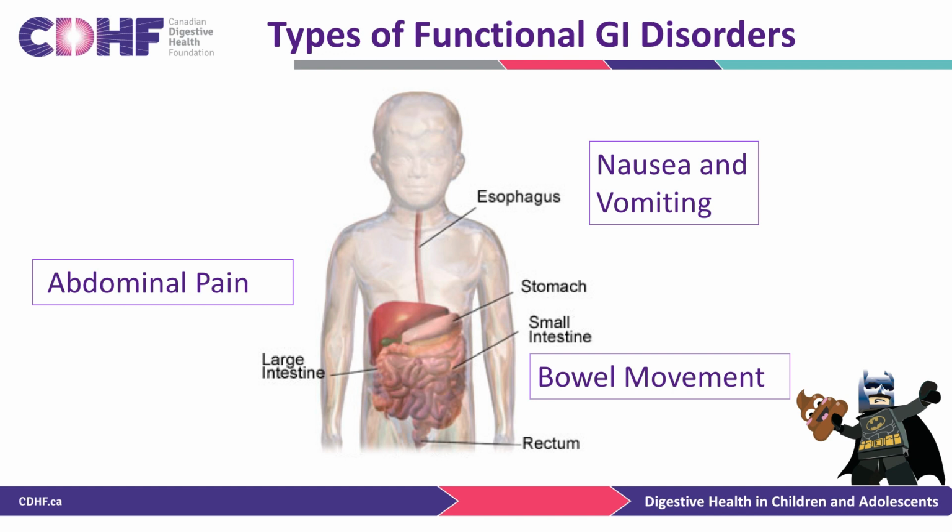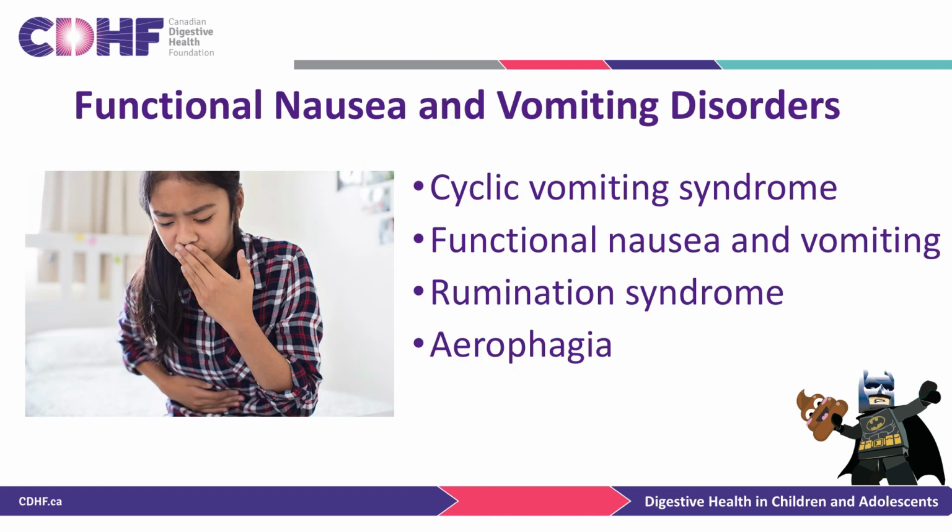So they can be broken down into those disorders where the most common symptoms are nausea and vomiting. Those where the most common symptoms are problems with bowel movements, so constipation. And those where the predominant symptoms are abdominal pain. So I'm just going to go through very briefly some of these disorders, just so that you have an understanding of what they're associated with.